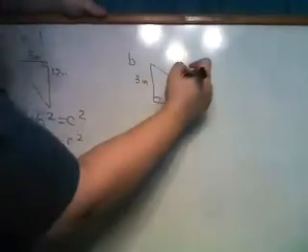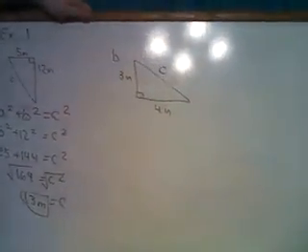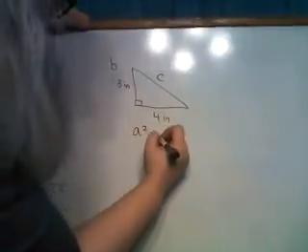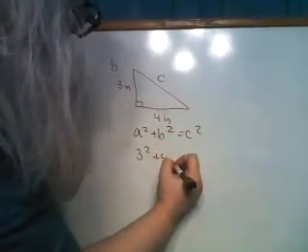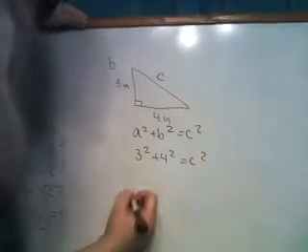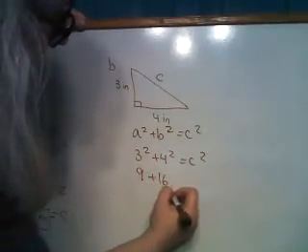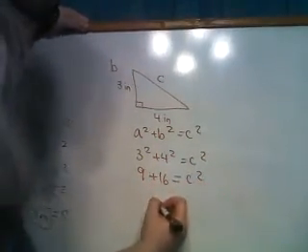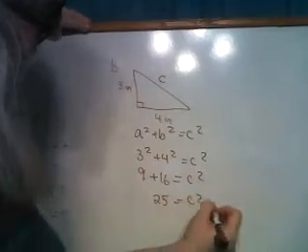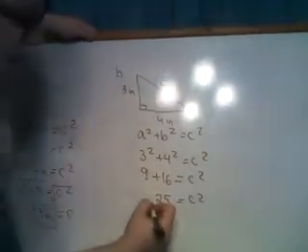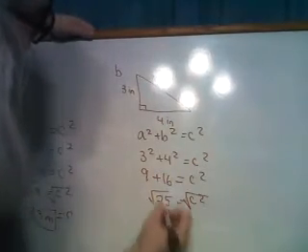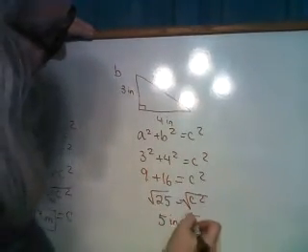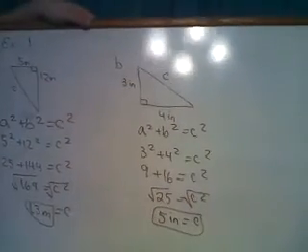The next one, so I'm trying to find the hypotenuse, which is C. So I'm going to do A squared plus B squared equals C squared. I'm going to do 3 squared plus 4 squared equals C squared. So I'm going to get 9 plus 16 equals C squared. I'm going to add them. So in order to get C from C squared, I got to square root both sides. Whatever I do to the one side, I have to do to the other. So I believe it's 5 inches for that side.